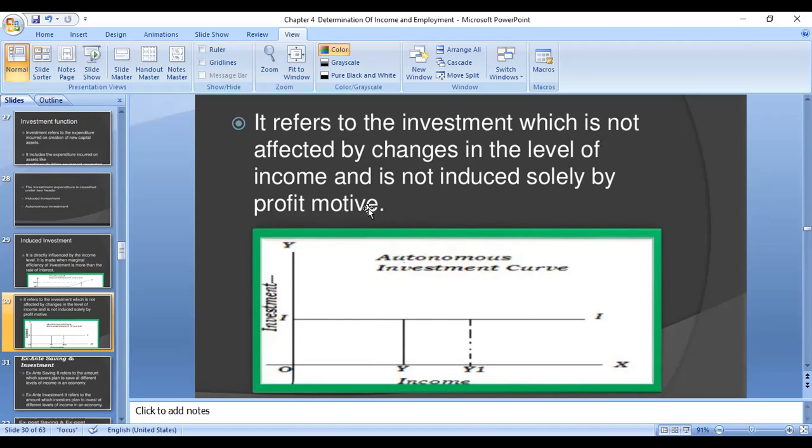And now, what is autonomous investment? Autonomous investment is done for social welfare, not for profit. It is unaffected by a change in the income level. Its curve is parallel to the x-axis as it is income inelastic. It is generally done by the government for the social welfare of its countrymen.